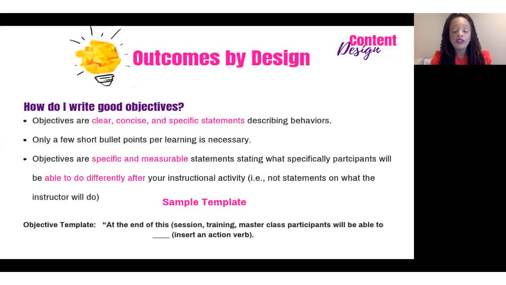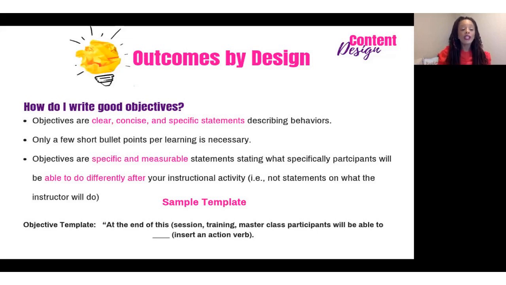Always remember, your objectives are specific and they are measurable. Stay away from the vague and general statements of, we're going to understand this, or we're going to discuss this, or we're going to identify certain areas. You want to be very specific. By the time you finish this particular mini series, you will be able to identify your value proposition for your content, and you will be able to identify clear, concise, and specific objectives that will describe behaviors that you can utilize for your content that your audience will find value in.